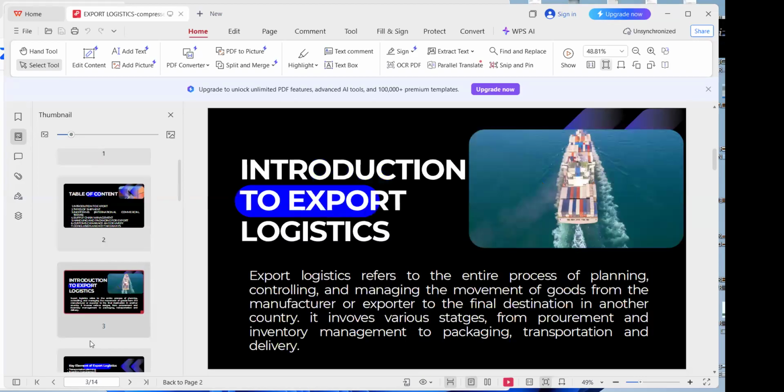Introduction to export logistics. The first step in every exporting process is deciding which market you want to enter. You may have an idea of which countries you want to sell your product in, but it is important to understand how these countries differ from one another so you can determine their suitability.